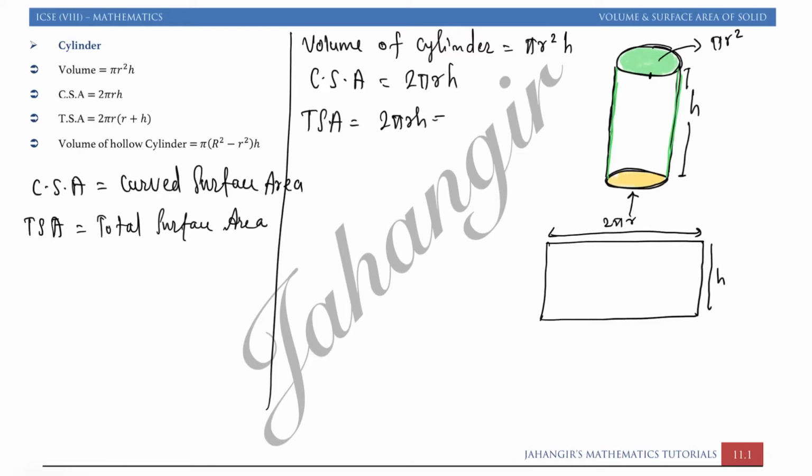You take the side surface, and we have two circular parts. See, one is green, it's over here, and another is this. Two circular parts, so we can say the area of two circles. Taking 2 pi r common, we will get h plus r. This is the total surface area of a cylinder.